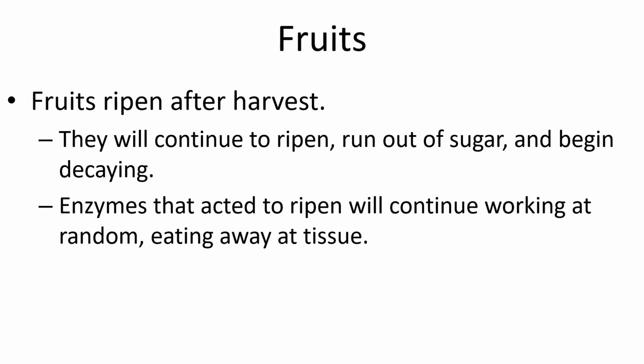Again, because they're still alive, fruits will continue to ripen after being harvested from the plant. They'll continue to ripen, run out of sugar, and will eventually begin to decay. The enzymes that worked to ripen the plant will still be present and will continue to work away at random, slowly eating away at the tissue. This over-ripening causes a rather mushy fruit that usually tastes quite sour due to the dramatic decrease in sugar content.